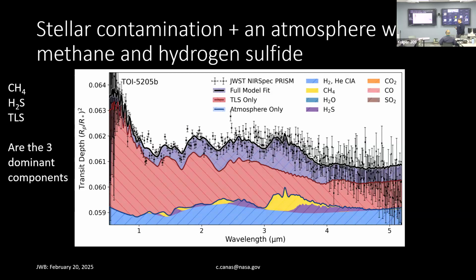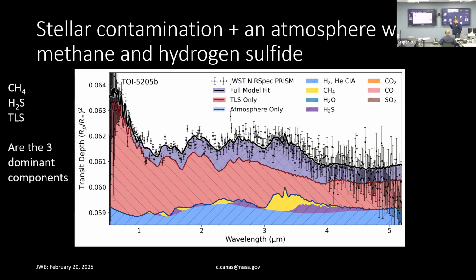Here I'm highlighting the final model where we added a bunch of other molecules that we expect. We were really interested in seeing what we actually detect. In this particular spectrum, the dominant molecule that you're recovering is methane. That's the feature from roughly 3 to 4 microns, the yellow peak right there. We're also getting hydrogen sulfide, which is the purple features you see, from about 3.5 to 4.5 microns. And of course, the TLS.